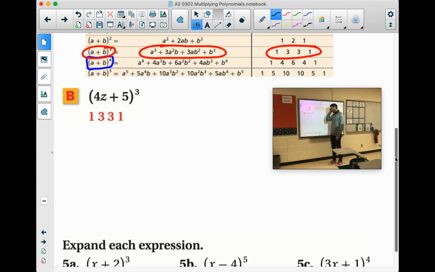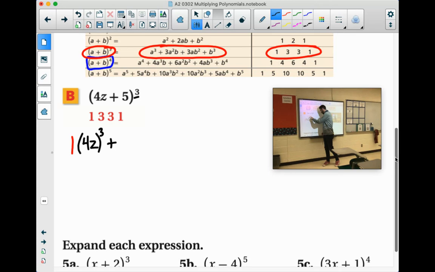All right, so for the first term, we're going to be doing 1 times the first term, which is 4z to the third, right? And we're not going to give the second term, the 5, anything. It would be 5 to the 0 power, right? So we're starting first term to the third, second term to the 0 power. You don't even need to write it.